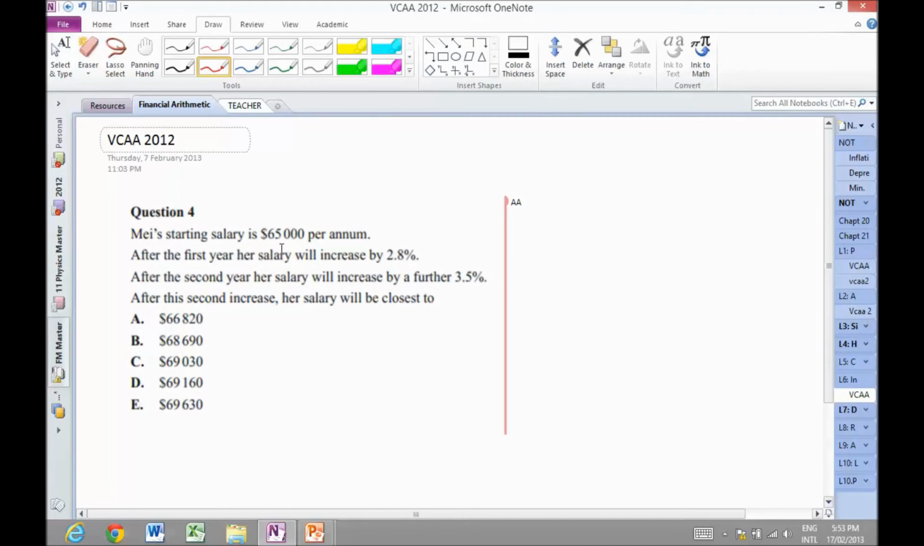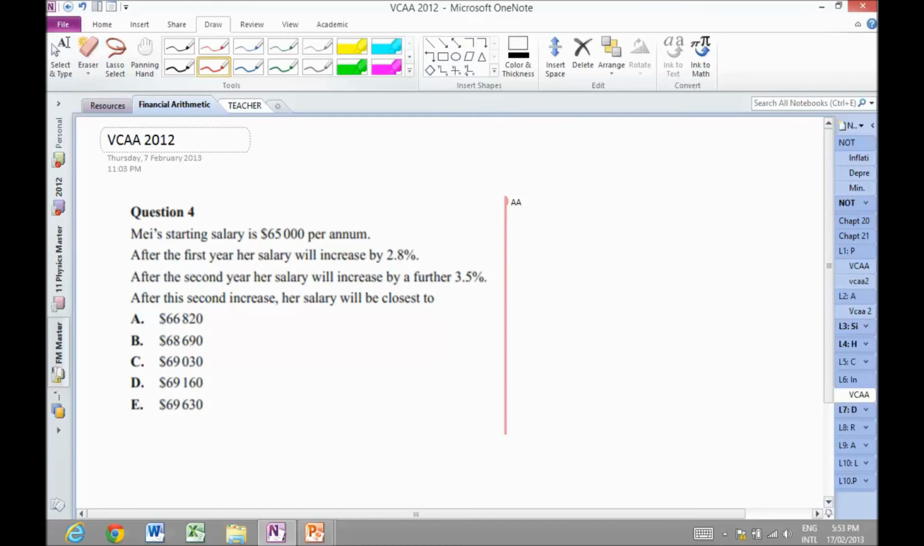May's starting salary is $65,000 per annum. After the first year, her salary will increase by 2.8%. After the second year, her salary will increase by a further 3.5%. After this second increase, her salary will be closest to what? Now, there are two ways to answer this question. The first way is the quickest way. I'll also take a moment to take you through the second way, which is a bit longer, but will get you the same answer.